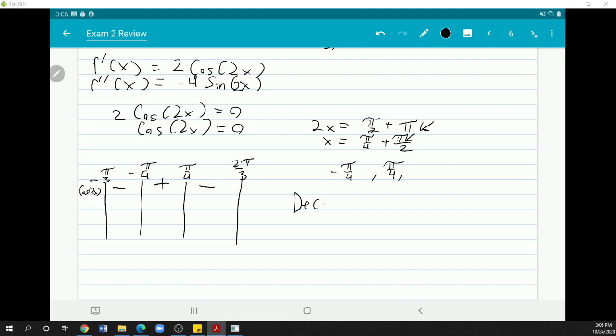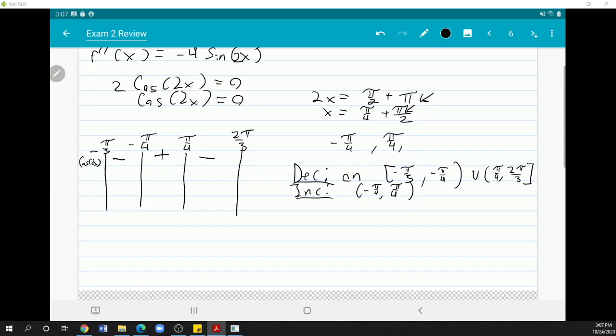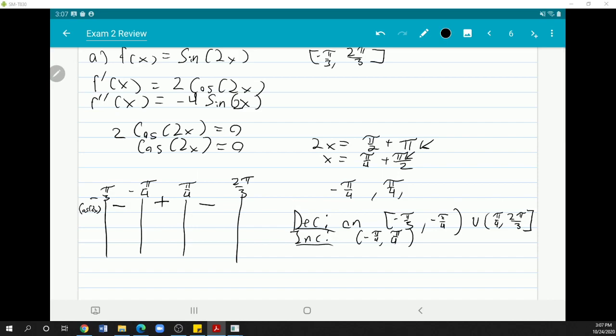So my function is decreasing on minus pi over 3 closed, because that's an endpoint, to minus pi over 4, union pi over 4 to 2 pi over 3. And it's increasing in the middle, from minus pi over 4 to pi over 4. So that's where that function is increasing. And now same idea, look at the second derivative.